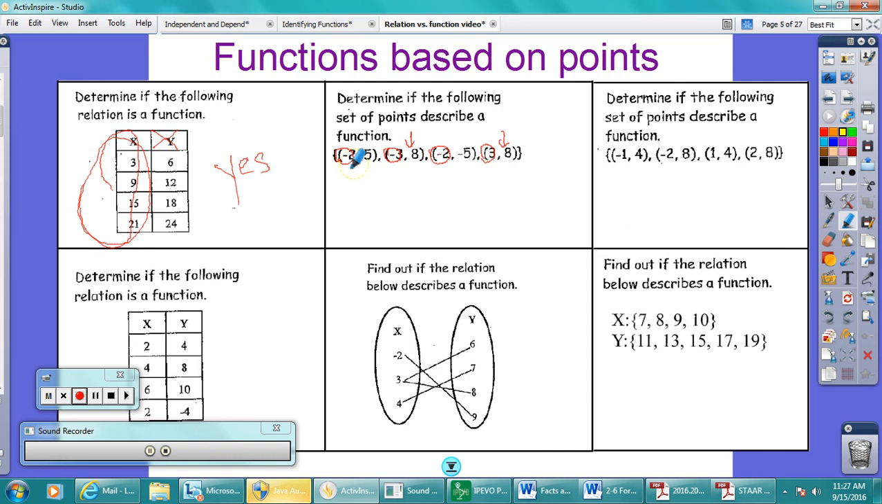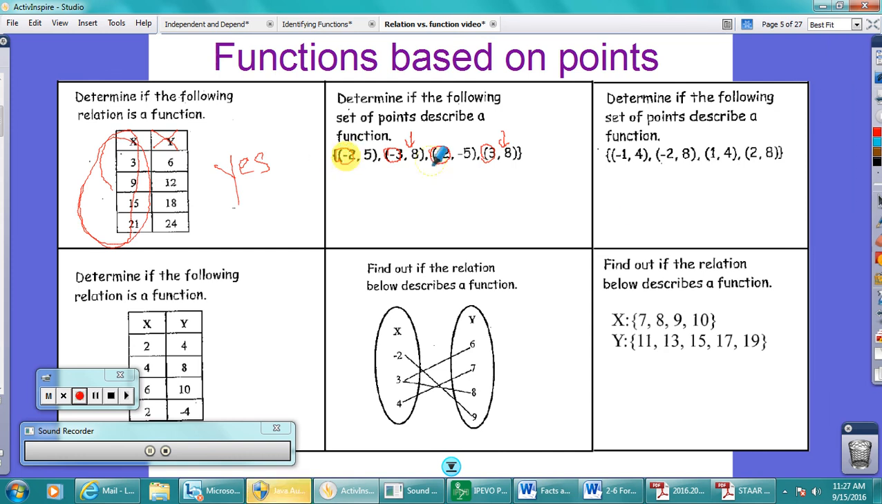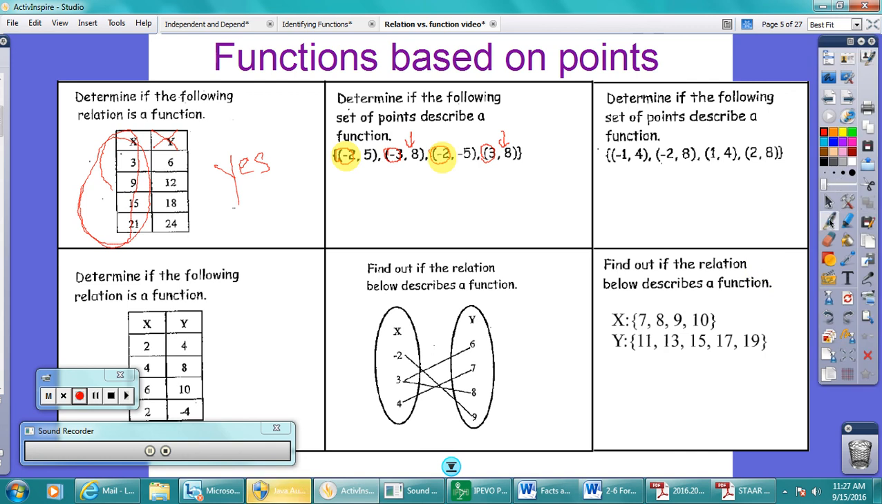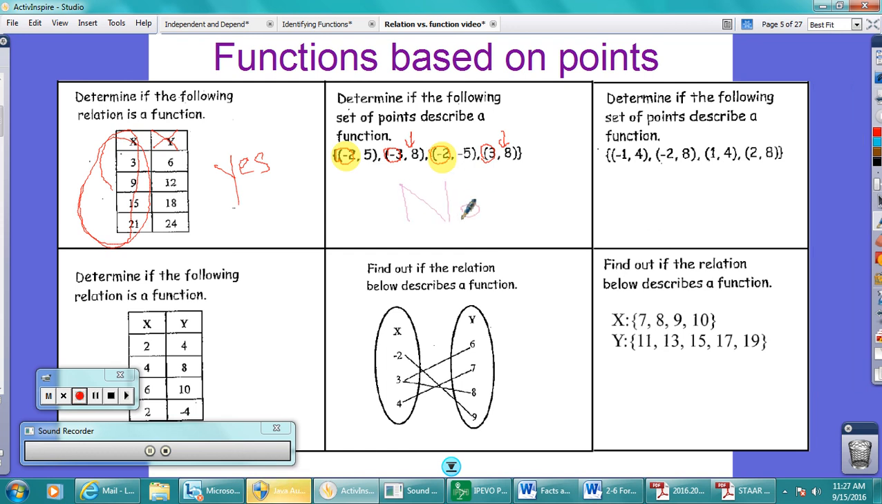And what do I notice? I have a -2 and a -2. So what's happening here? My x's are repeating. So is this a function? No, it is not a function.